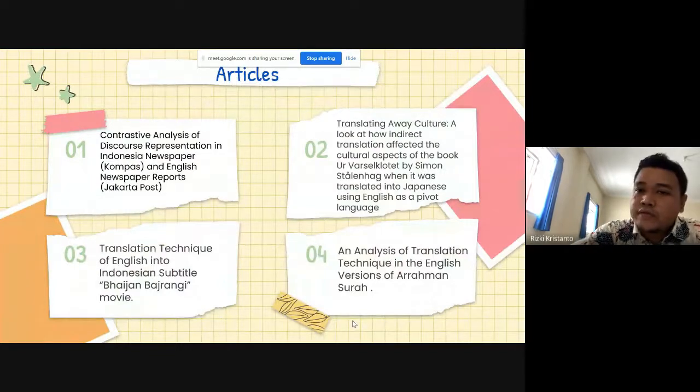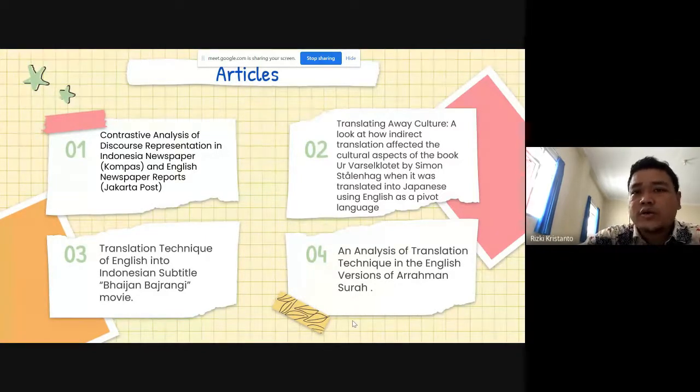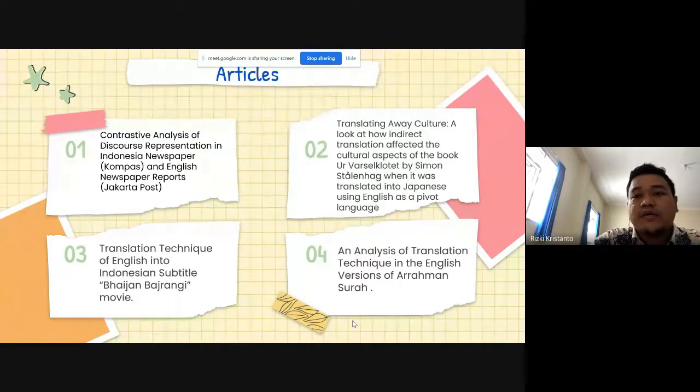There will be 4 articles that we are going to review, and 2 of them are Indonesian articles on indirect translation, and 2 more will be overseas articles. The first topic for Indonesian will be constructive analysis of discourse representation in Indonesian newspaper Kompas and English newspaper reports, Jakarta Post. And the second one, in Indonesian article, will be translation technique of English into Indonesian subtitle by Jan Bajrani movie.